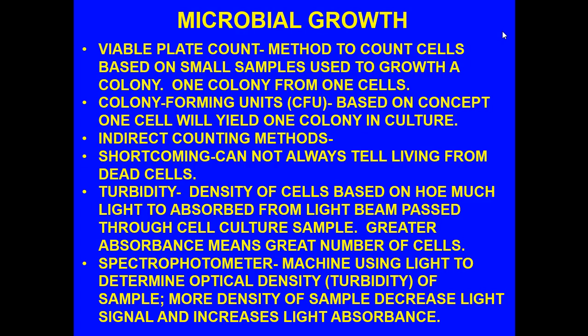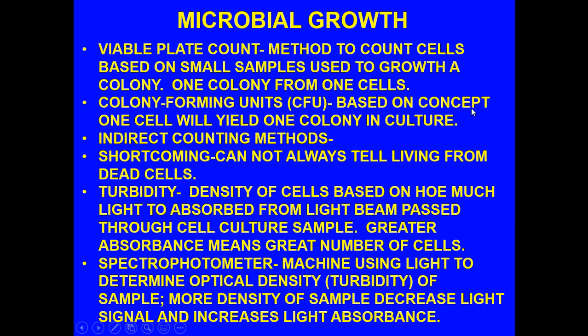Now, indirect counting methods. The shortcoming is they can't always tell living from dead cells. Example, turbidity. Turbidity is really looking at something as it gets more cloudy. If something's turbid, there's going to be a lot of particles in there. And so the greater the number of particles, the greater the turbidity. If you started off with a nice clean sample chamber and it gets turbid, you probably know there's a lot of microbes or particles in there.